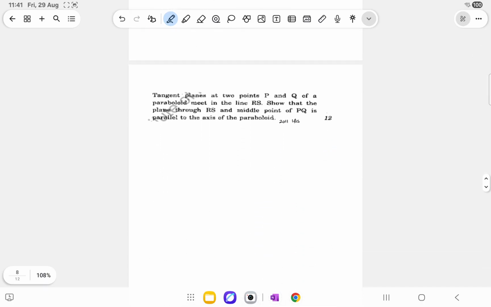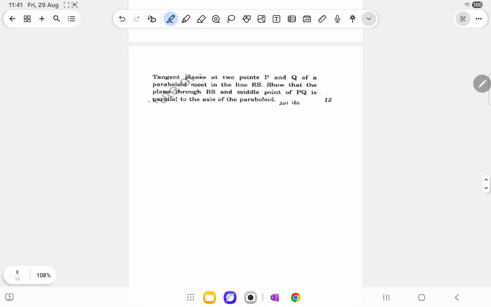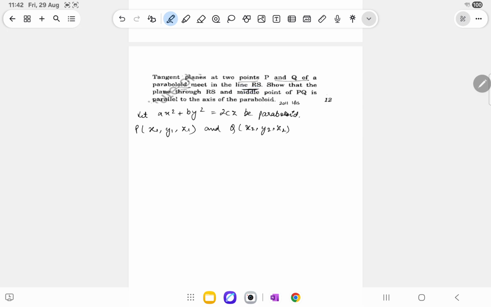The next question says that tangent planes at two points P and Q of a paraboloid meet in line RS. So let us assume an arbitrary equation of paraboloid. Let ax square plus by square is equal to 2cz be the paraboloid. Since there is no information given about points P and Q, let us assume that point P is x1, y1, z1, and point Q is x2, y2, z2. The question says that the tangents at points P and Q to the paraboloid meet in line RS.